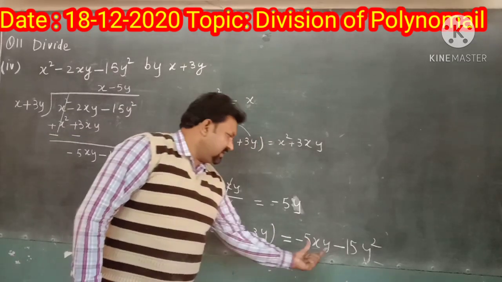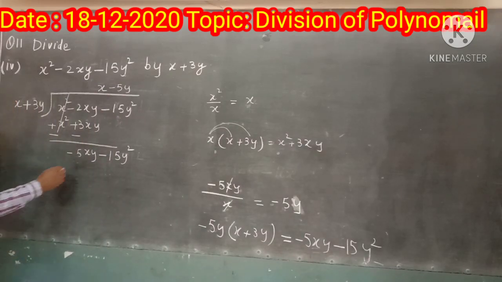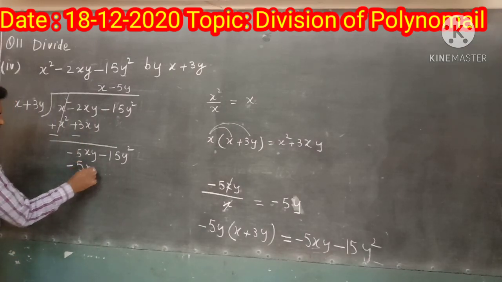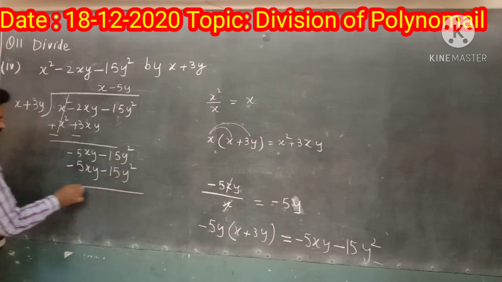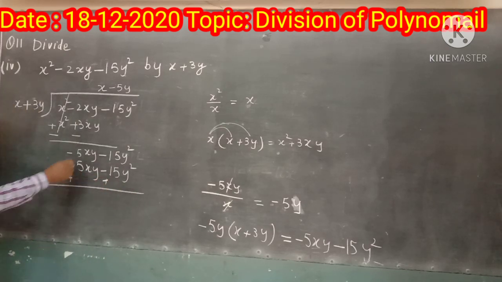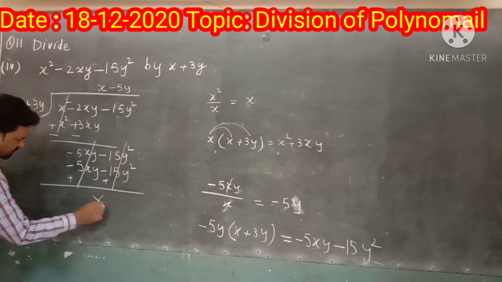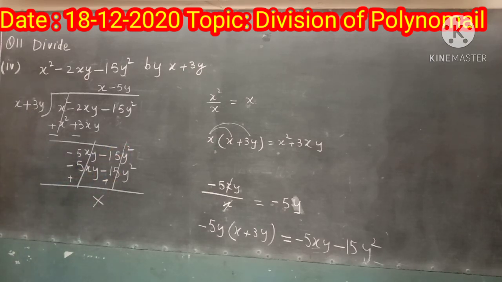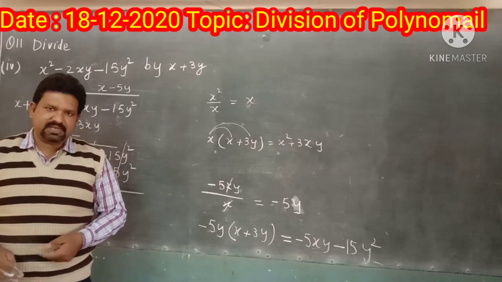Now we will subtract this product from the dividend, minus 5xy minus 15y square. Now we will change the sign, plus. These are the same terms, so they will cancel with each other and the remainder will come 0. So class, by this method you can divide an algebraic expression by an algebraic expression.